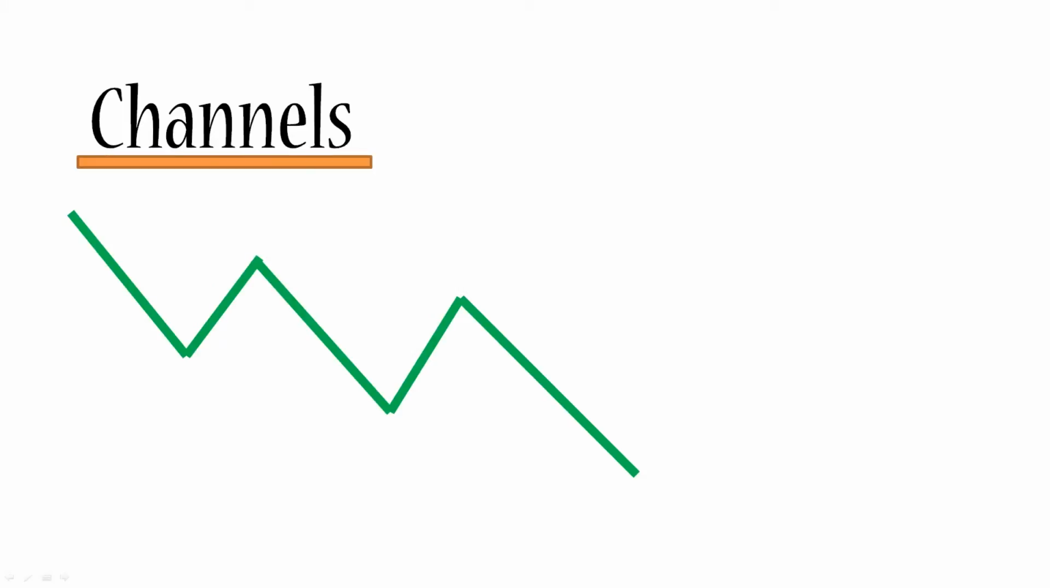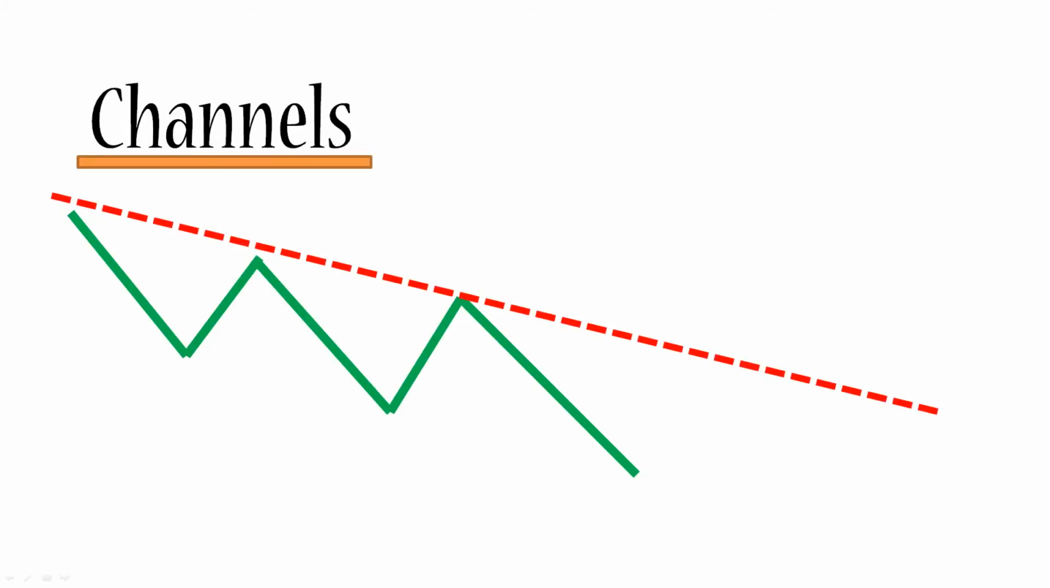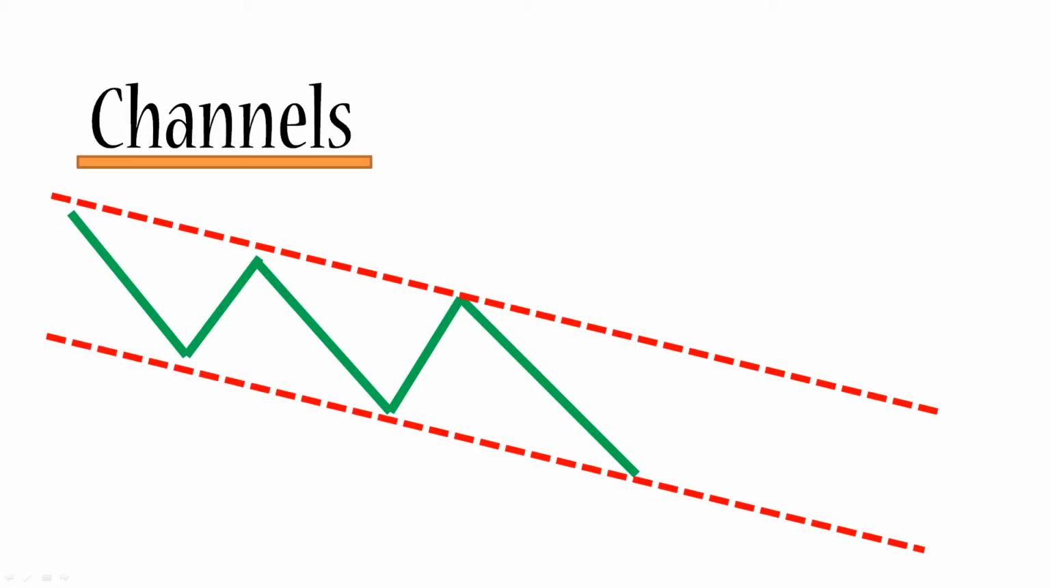Next, we're going to look at a downward channel. So here we've got a downward trend. We can draw a resistance line. If we copy that line, we can see that very often the price will also follow the copied line. So it won't break through it, it will bounce off that line.